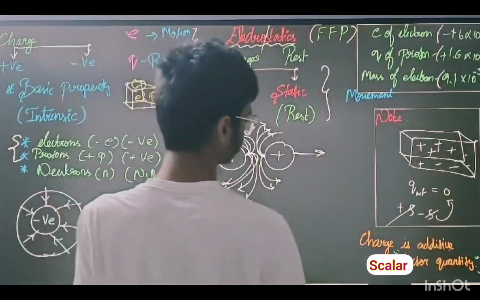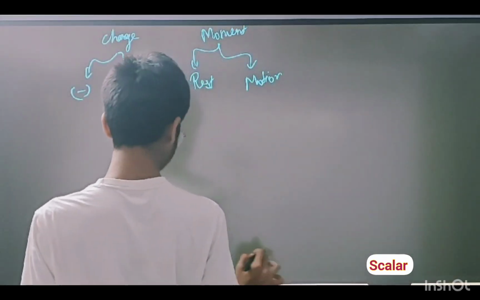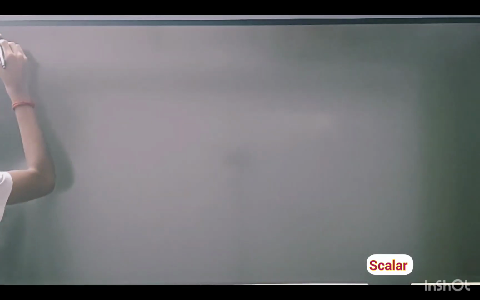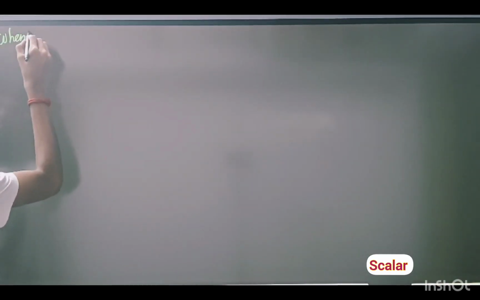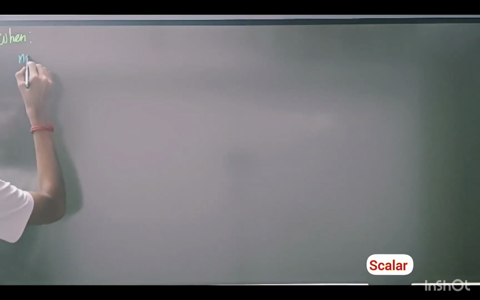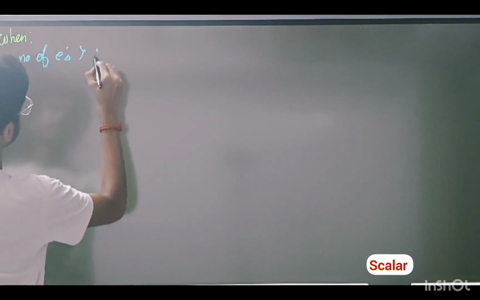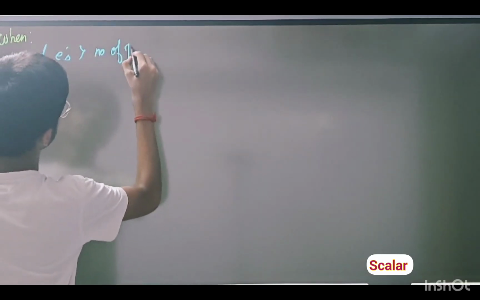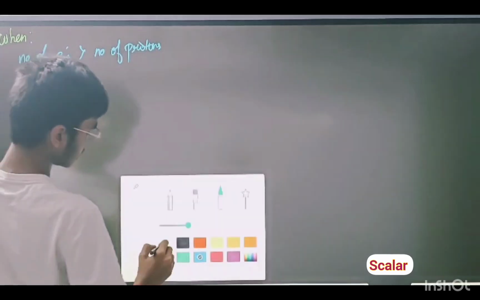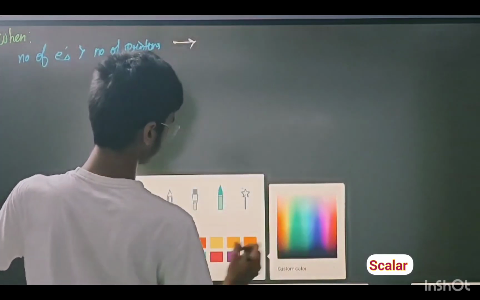So when the count of electrons, that means the number of electrons, is higher than the number of protons, then automatically it is going to be a negatively charged body.